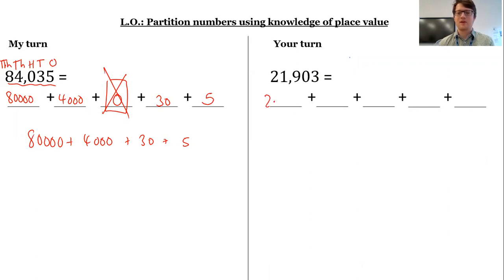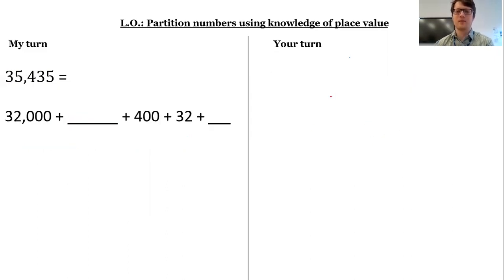So here we go, we've got 20,000, 1,000 in the thousands column, 900s. Now I've got no tens, and then 3 ones. So again, this is optional to show that I've got no tens.